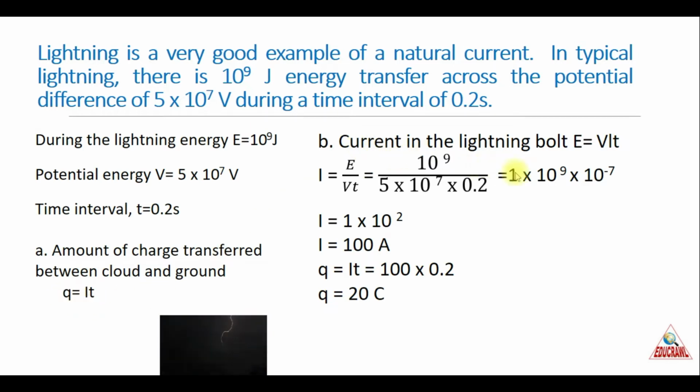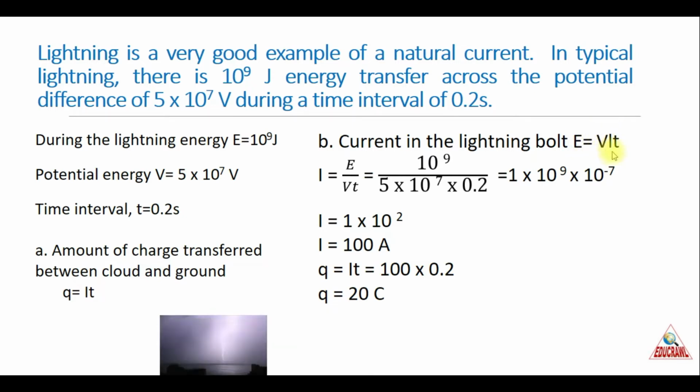So current in the lightning bolt is given by the formula I is equal to Q by T, we know, and during that, how much energy is released? The expression for energy is equal to power into time. So power is given by VI. So energy is equal to VI into T, whereas VI is the expression for power. We know that power is equal to the product of voltage into current. We have used this expression.